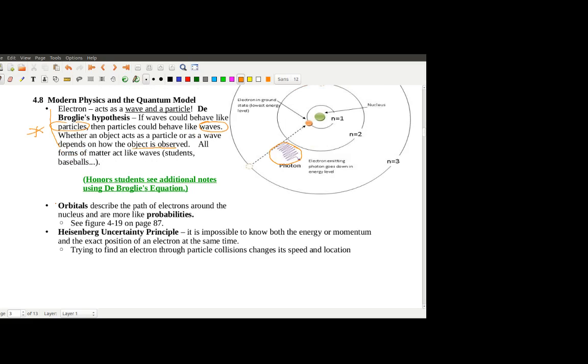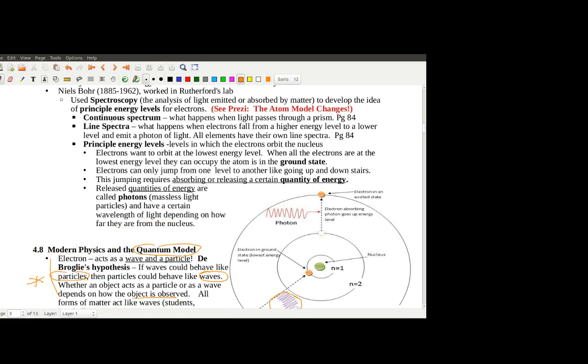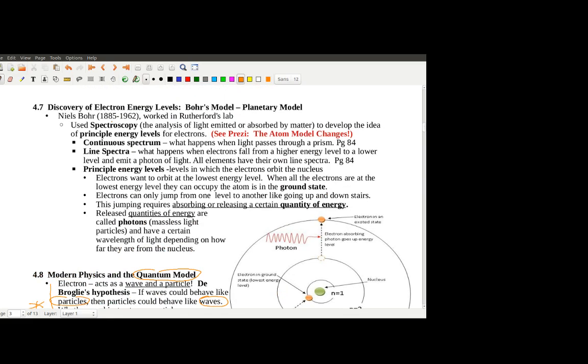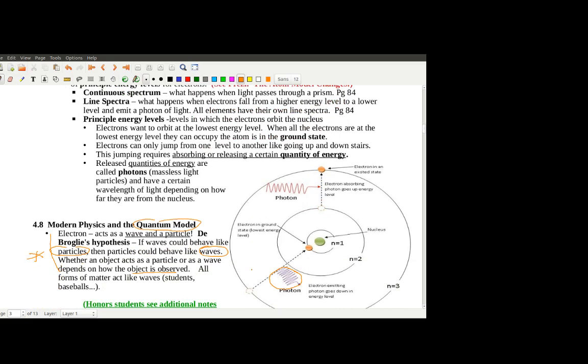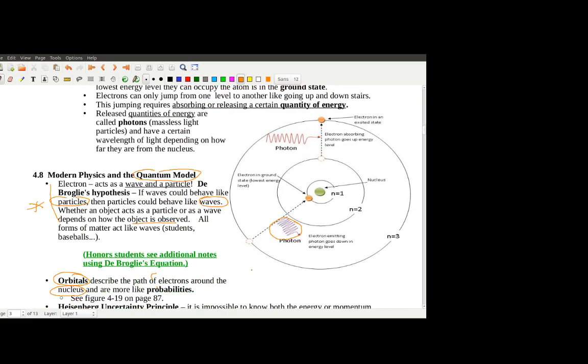Okay, now orbitals describe the path of electrons around the nucleus of an atom, and they're more like probabilities. So we're talking now about orbitals, because we're talking about the quantum model. Up here, where we had Niels Bohr, we had principal energy levels, and those were like orbits, like the planets orbiting the sun being the nucleus. But now we don't have orbits, we have orbitals. So that's different between Bohr's model and the quantum model.